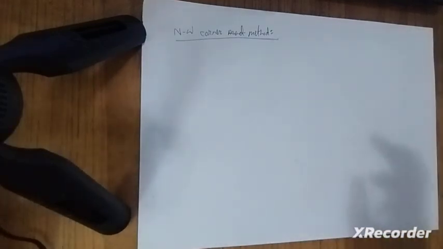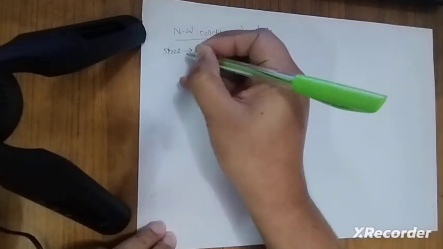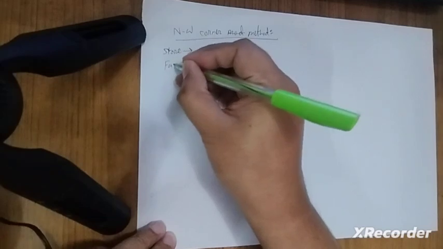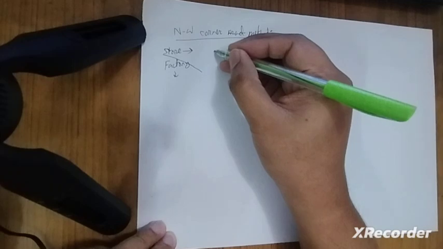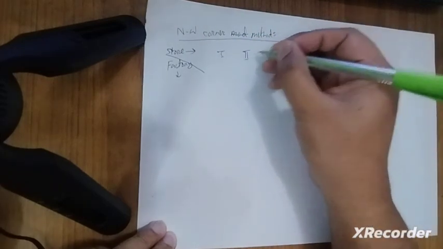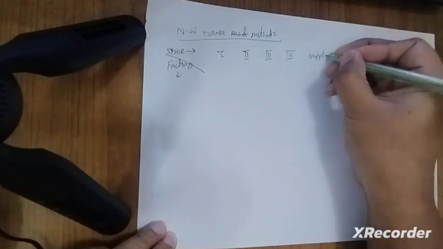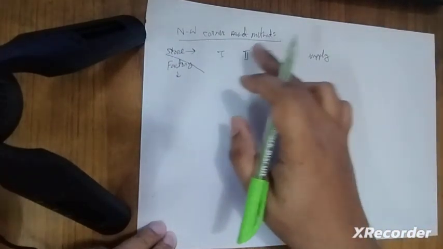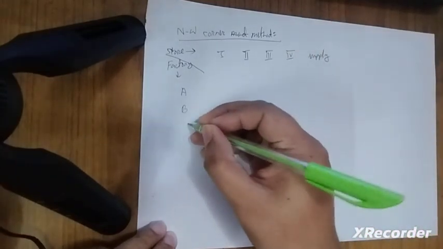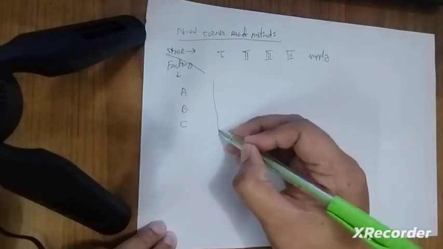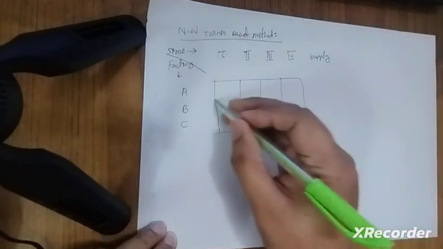Let's see the question. We have stores in the columns and factories in the rows. Our stores are 1, 2, 3 and 4, and the fifth column is the supply. So we have to create a total of 6 columns, and the rows are A, B, and C, our factories, and the cost matrix is given inside it.